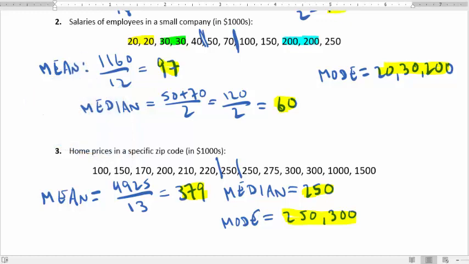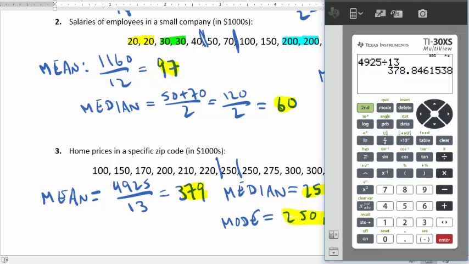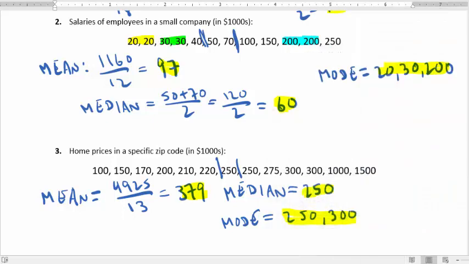So in this case, the mean came out to be 379. I mean, it was actually 378.8, but we can go to the nearest one here. So the mean was 379, the median was 250, and the mode was 250 and 300, right? Because there were 2 of each of those, and there was nothing else that repeated more than that. So the mode is 250 and 300.